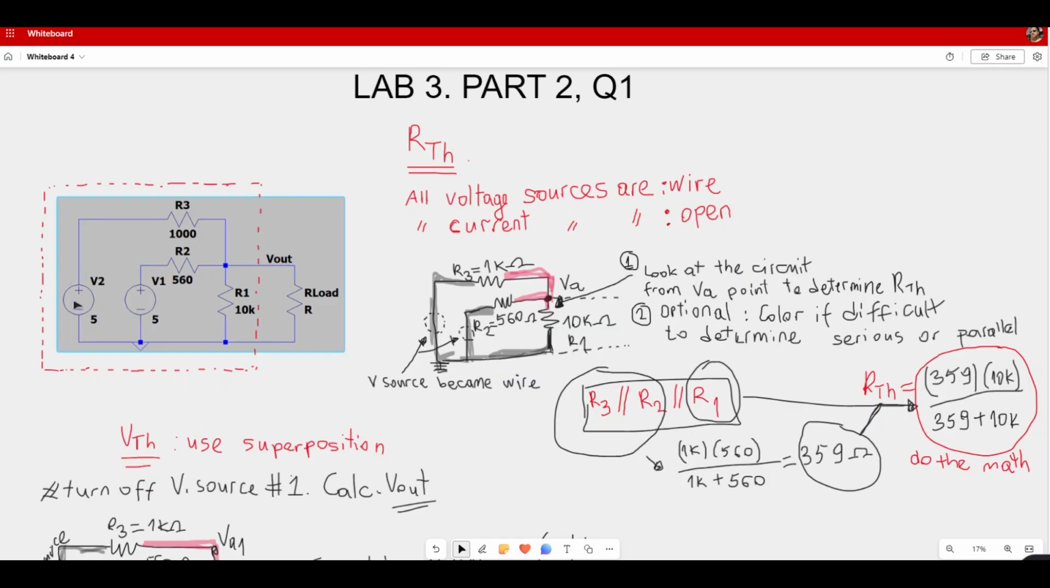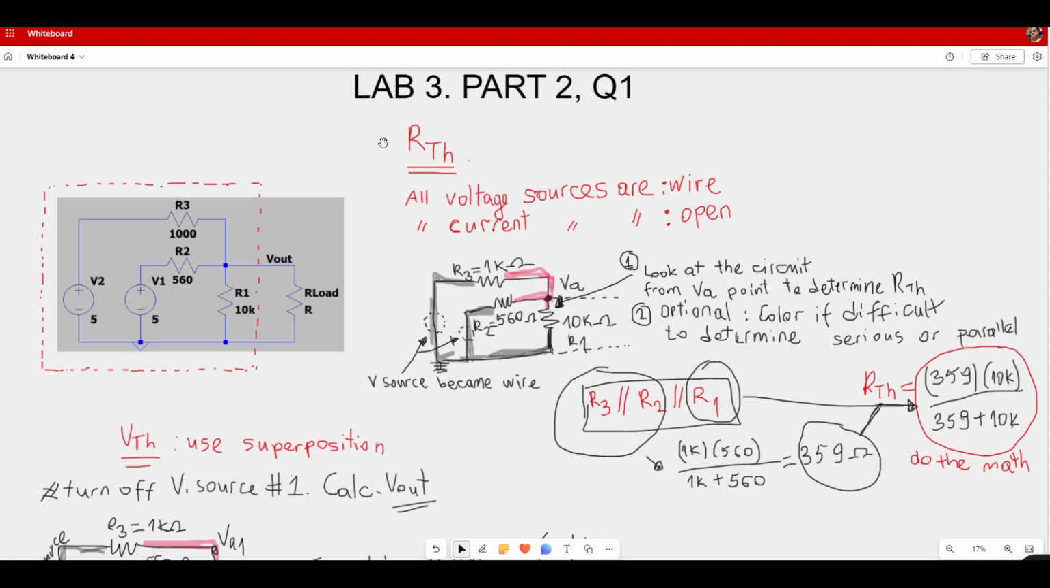I copied figure 2 here. We see that we have two voltage sources. That's something that may be different to you, and we are asked to determine the Thevenin equivalent circuit. To draw that, we have to find R Thevenin as well as V Thevenin. Let's start finding R Thevenin first.